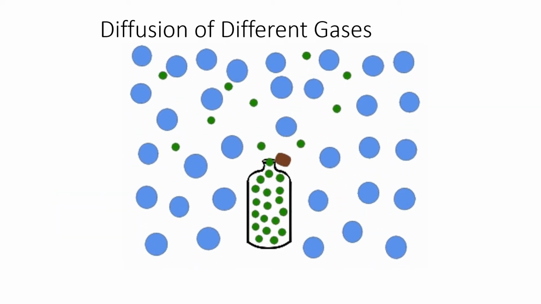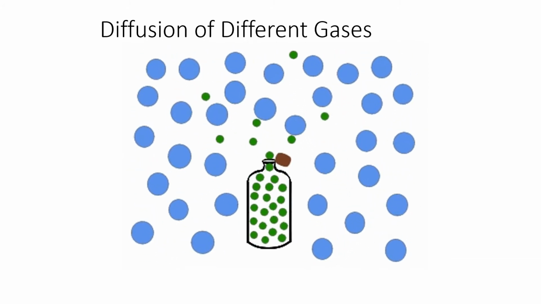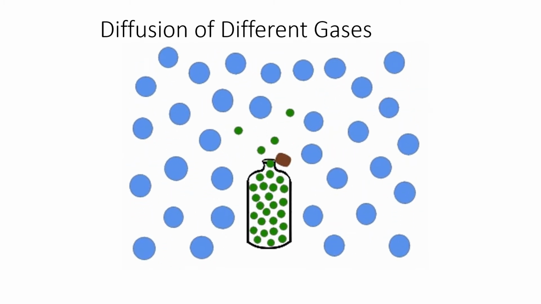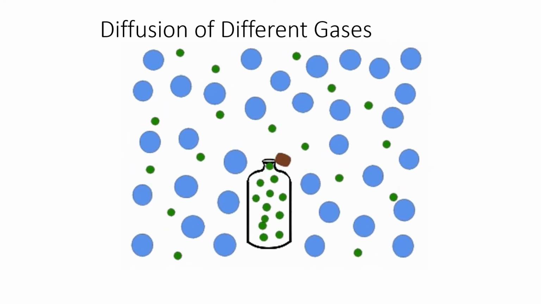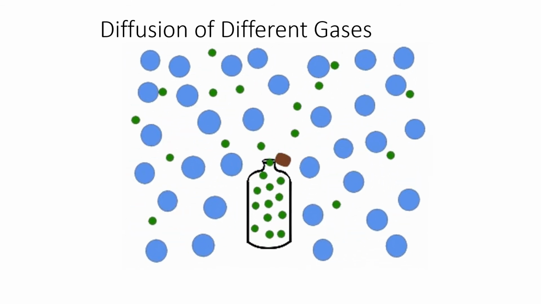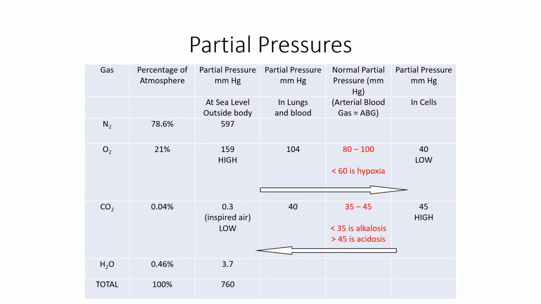So gases move throughout the air and throughout our body simply by diffusion. And to review this concept, it is a process by which molecules move from areas of high concentration to areas of low concentration. No energy is needed for diffusion. You may recall this is a passive transfer process.